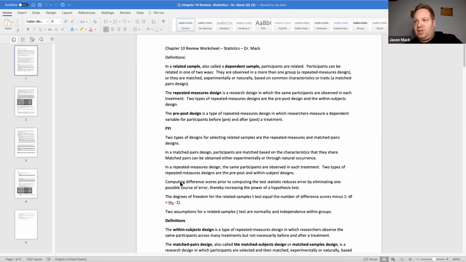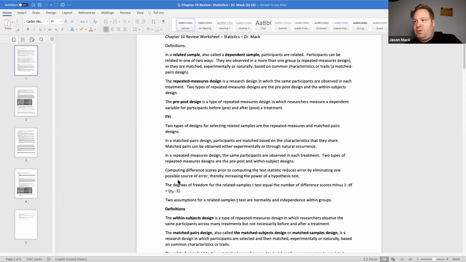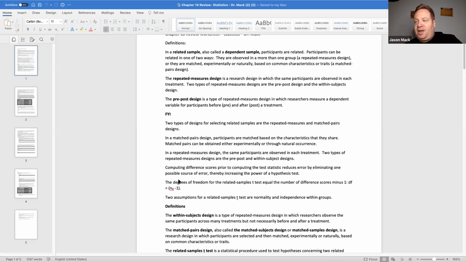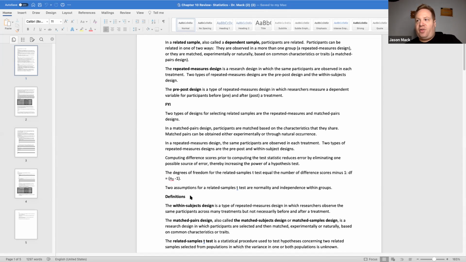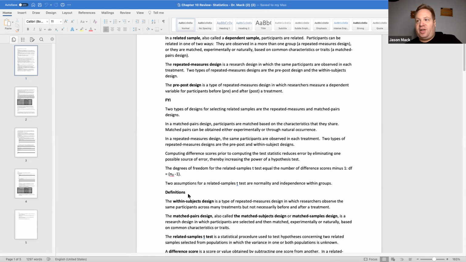the matched pairs designs. In the matched pairs design, participants are matched based on the characteristics that they share. Matched pairs can be obtained either experimentally or through natural occurrence. In a repeated measures design, the same participants are observed in each treatment. Two types of repeated measures designs are the pre-post and the within subjects design.